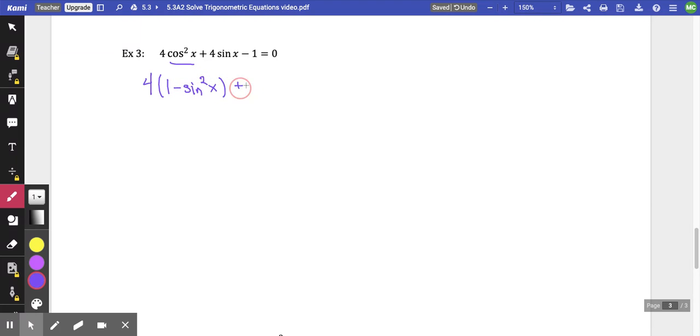That way the only trig expression that I'm experiencing within this problem is just sine squared. Now I'm going to distribute that 4 to get rid of the extra parentheses that are there. So that would give me 4 minus 4 sine squared of x.